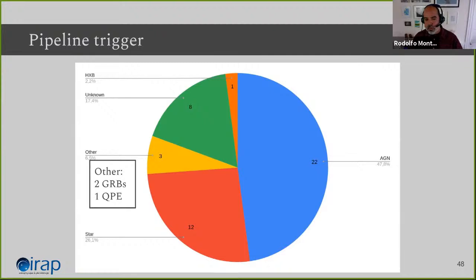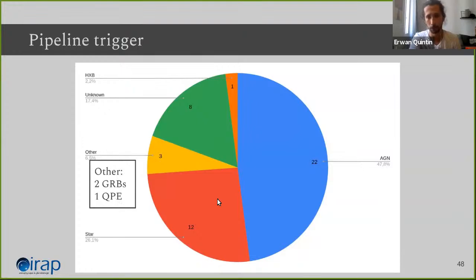Yeah, so about half of them were the targets. For instance, the QPE was the target of this observation, but most of the variable AGNs were in fact in the cluster where this QPE was found, but basically serendipitous sources around it. So it's about half of them that are in fact serendipitous detections.